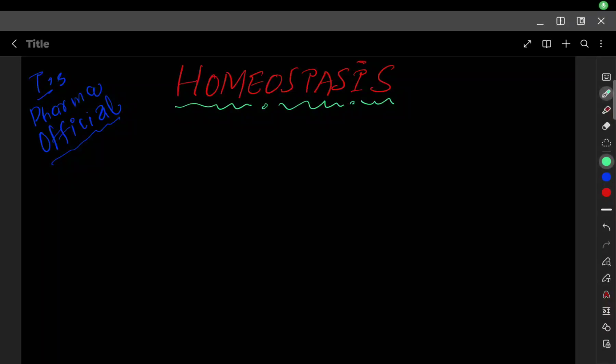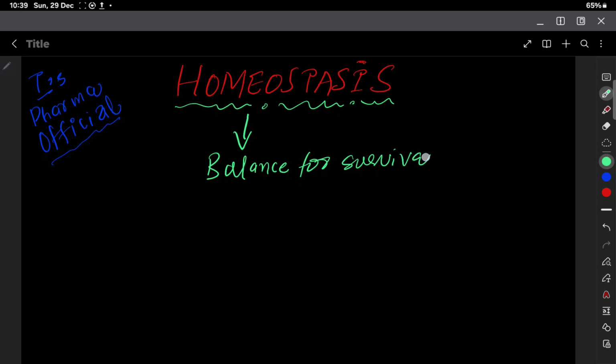In our lecture we are going to study about homeostasis. Homeostasis is important for our life. If we go for the definition, homeostasis is a property of the human biological system where a self-regulating process tends to maintain the balance for survival. So in short, balance for survival is called homeostasis.